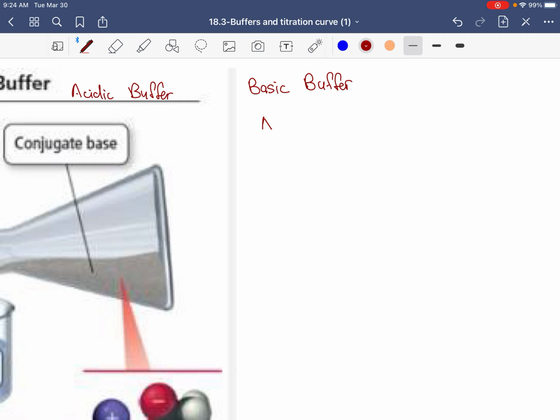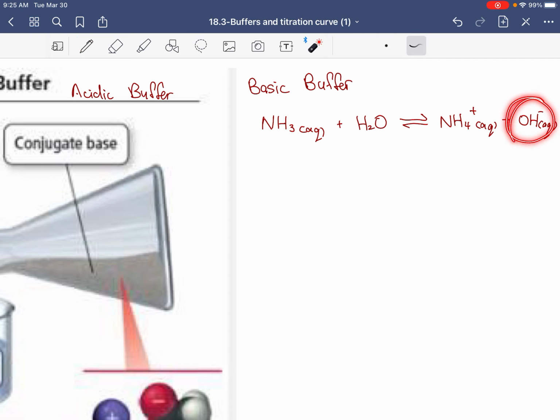Let me think of a weak base that you guys are... Oh yeah, this one. There's a weak base, right? That we all can agree that it is a weak base. When you put that in water, you're gonna establish an equilibrium reaction of NH4 plus and OH minus. As you can see, it is the OH minus right here that contributes to the basic nature of this buffer.